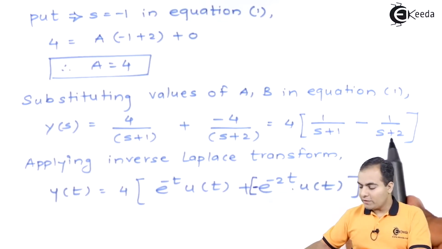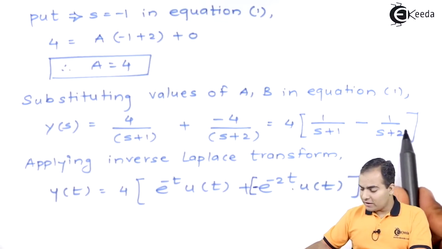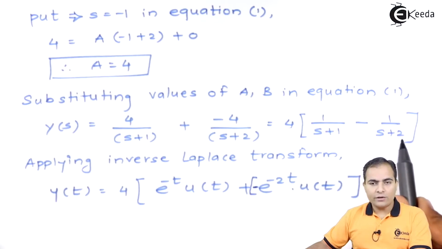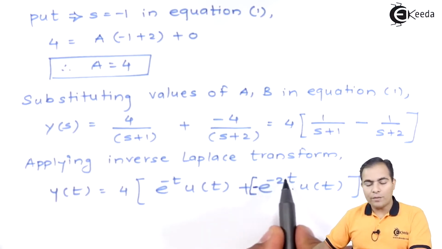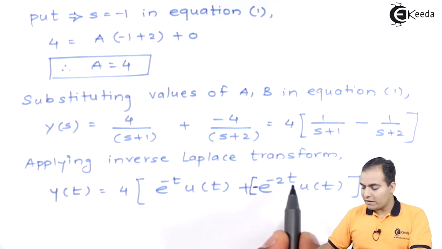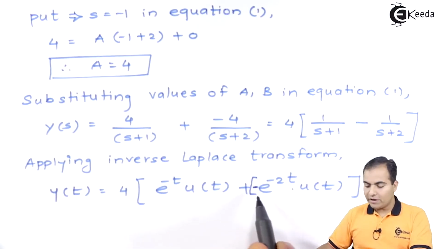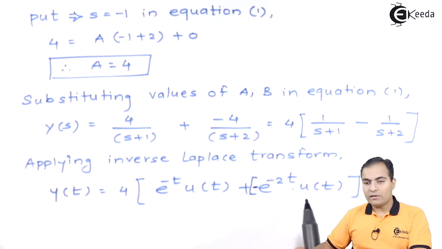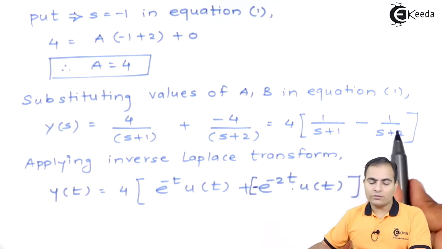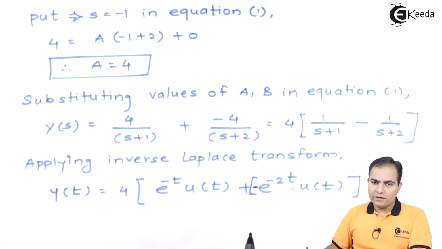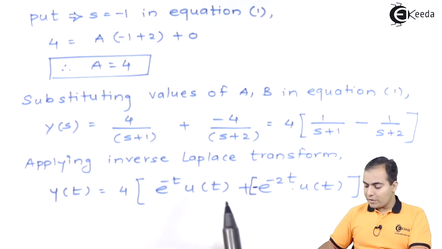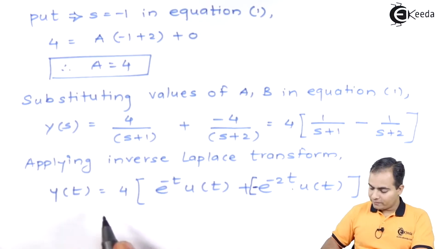Now the 1 upon s plus 2, here also this s is shifted by 2, which means my A value is plus 2, but while calculating the inverse Laplace transform, we will choose the opposite sign, that is minus 2, and it will be multiplied with the t. So we have e to the power minus 2t. And the 1 upon s is left. So 1 upon s is nothing but my unit step. Now you can stop here also, or if you want, you can take u of t common.